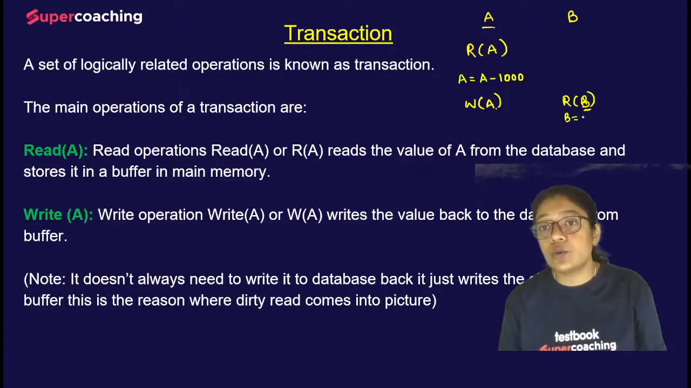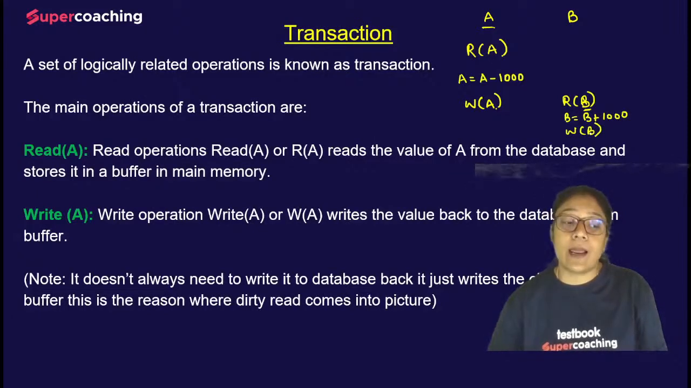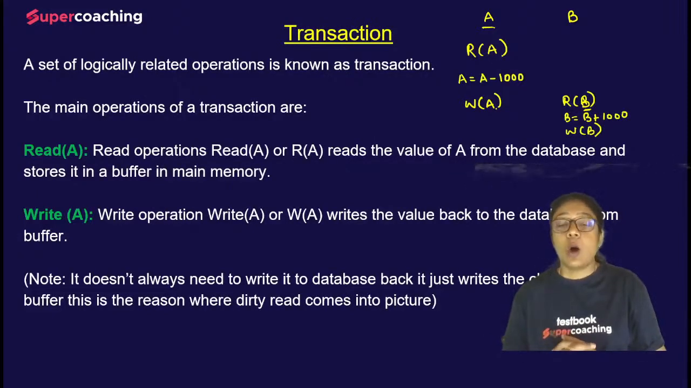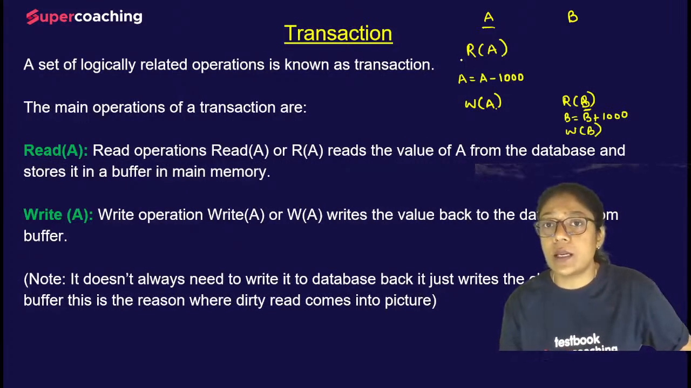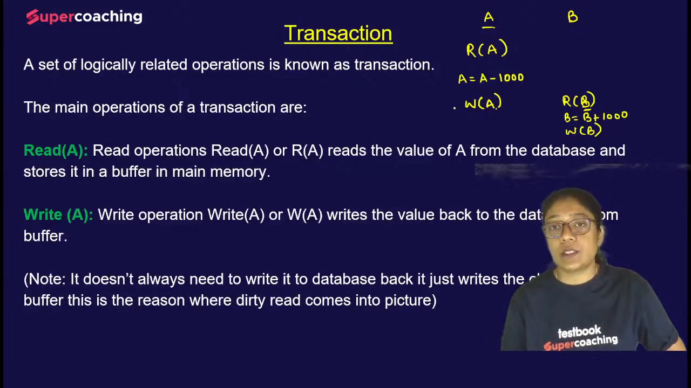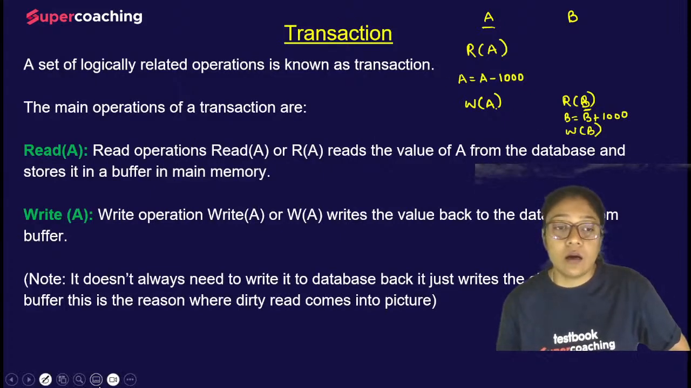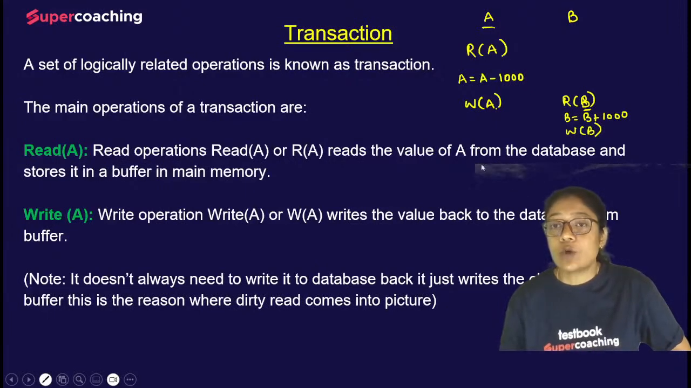B is equal to B minus B plus 1,000 rupees added, and now it will show the updated balance of B. Now have you observed here I have performed two types of operations. One is known as the read or the write operations and the other one is the computation operations.